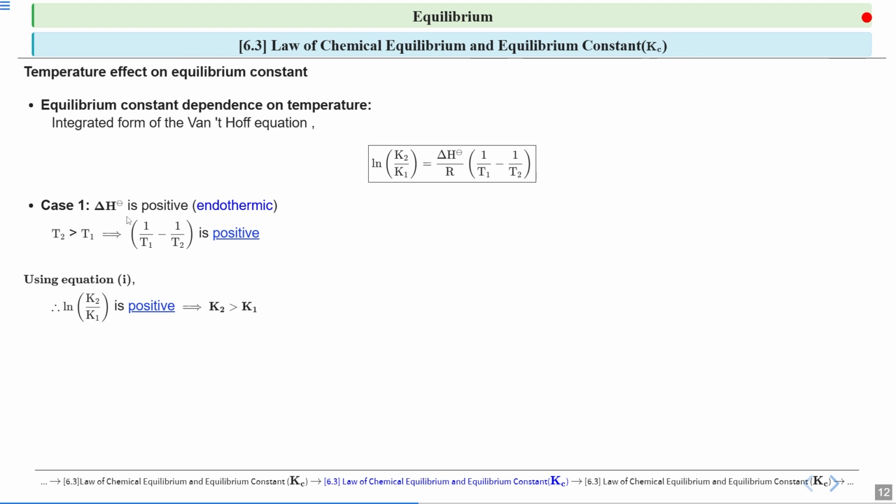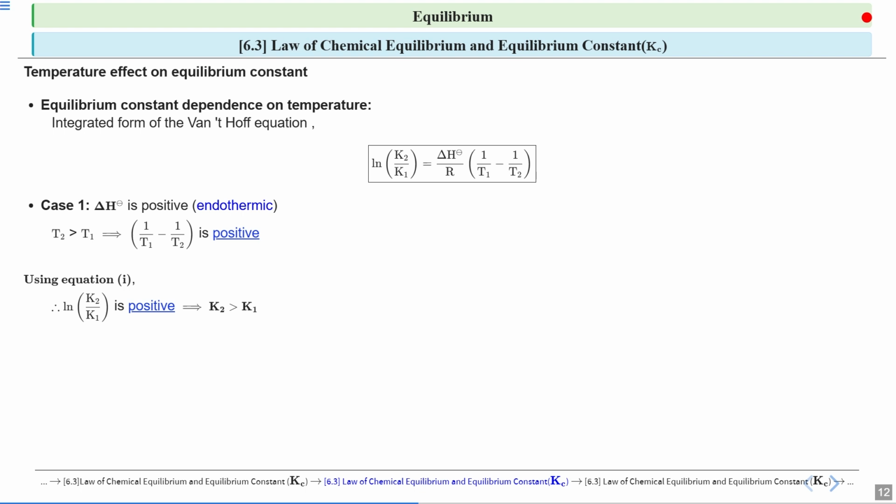We have taken that case only. And if T2 is greater than T1, then this difference will give you a positive value, and R is a constant whose value is positive. So this whole thing on the right hand side becomes positive. Now to equate this given equation, you have to keep ln K2 by K1 also positive. And there is only one way to keep it positive, that is K2 greater than K1. So this is a very important conclusion, and you must remember this also.